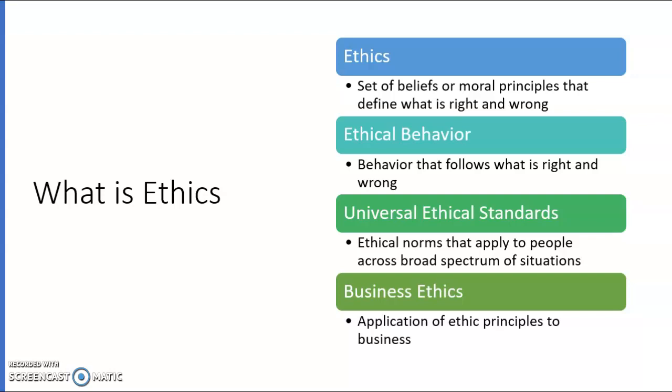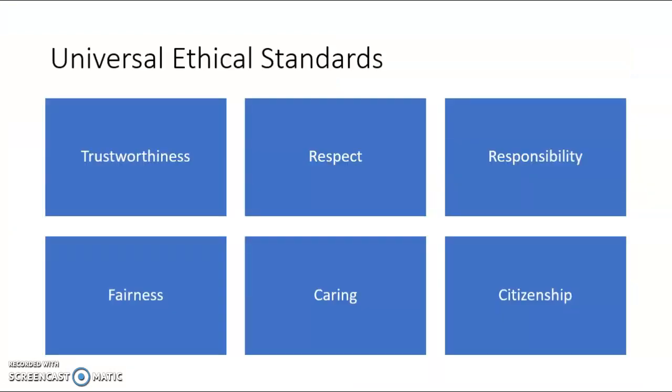There are some universal ethical standards, which are some ethical norms that apply to people across a variety of situations. When we apply these concepts to business, we call this business ethics. There are 6 universal ethical standards, including trustworthiness, respect, responsibility, fairness, caring, and citizenship.